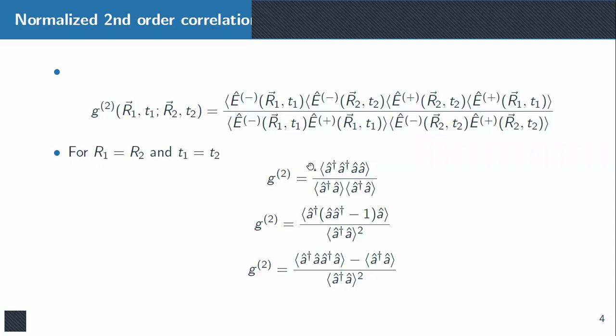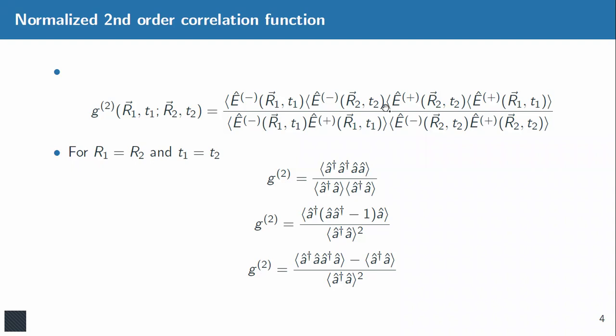So let's start with the normalized second order correlation function. We know that the normalized correlation function has this value, and it describes the probability of detection of the given field at different positions of space and at different intervals of time. The numerator shows just the expectation value of the field operator at different positions and different times, and the denominator is just giving us the normalization factor.